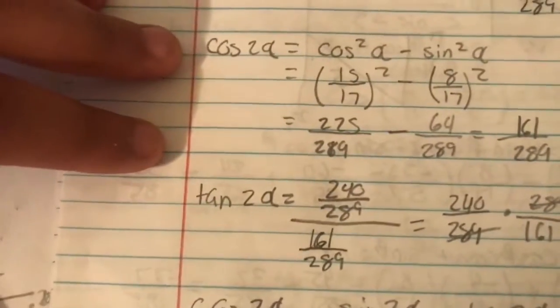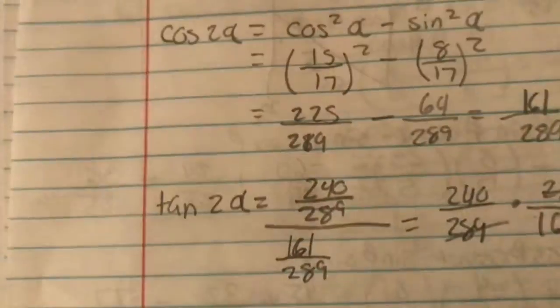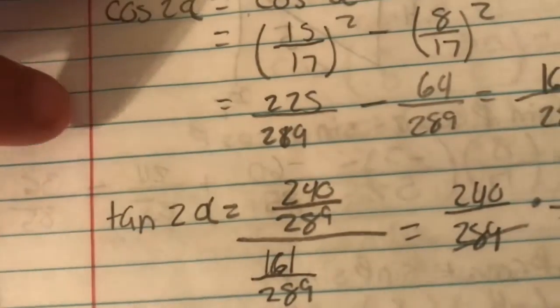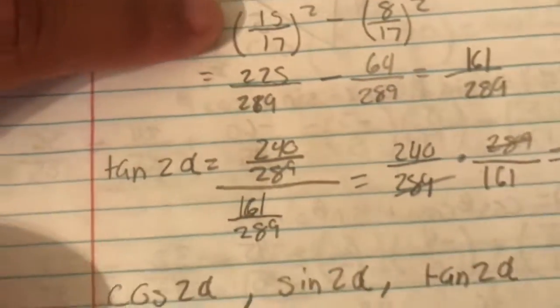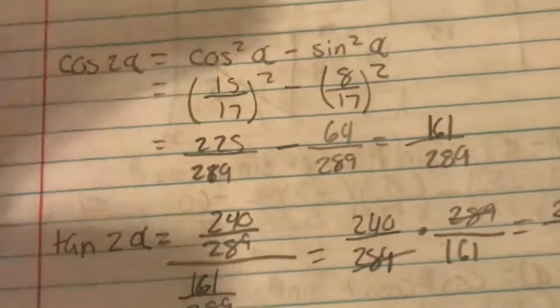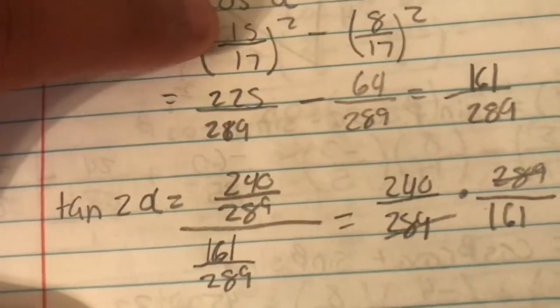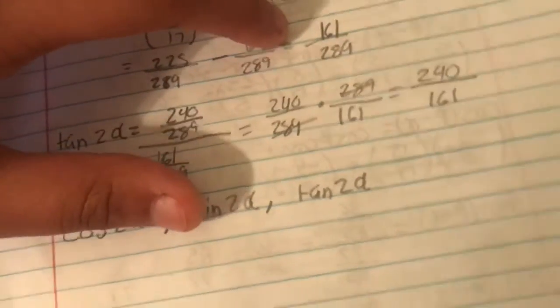And then we have cosine 2 alpha, so we're going to use the formula cosine squared alpha minus sine squared alpha. And then again, doing the same thing where we take the values from the original triangle and just plug them in based on the cosine adjacent over hypotenuse or sine opposite over hypotenuse. So we do both squared because that's the formula. And then you just solve it, and we get 161 over 289.